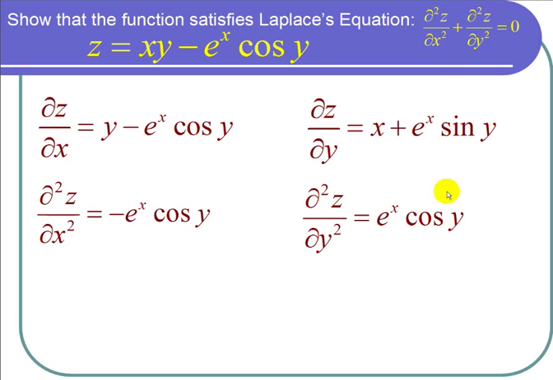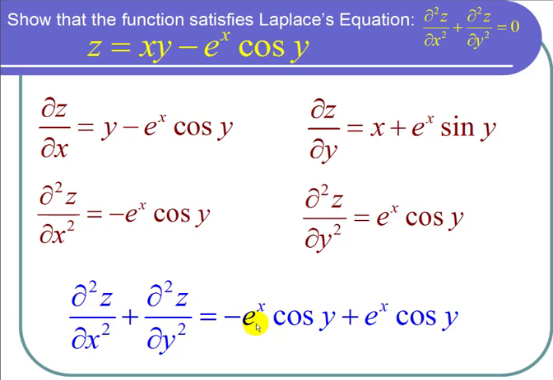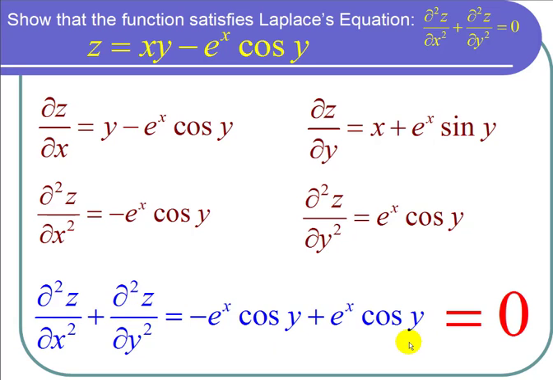So now I just substitute. I have del squared z over del x squared is negative e to the x cosine y, plus del squared z over del y squared is e to the x cosine y. So I get negative e to the x cosine y plus e to the x cosine y. And if I add those together, I get 0. And that was my goal, to show that the left-hand side of this partial differential equation is equal to 0. And I'm done with the problem.